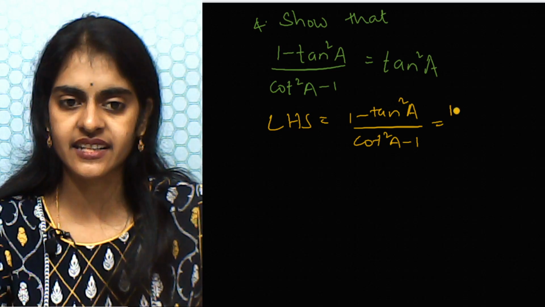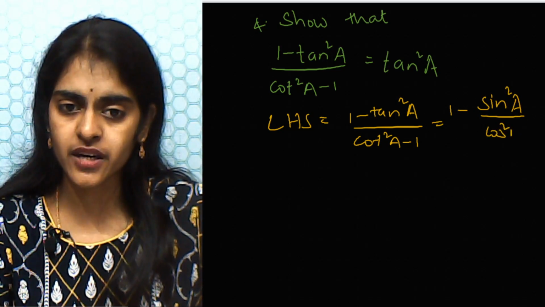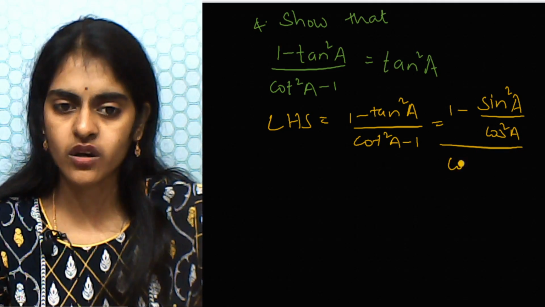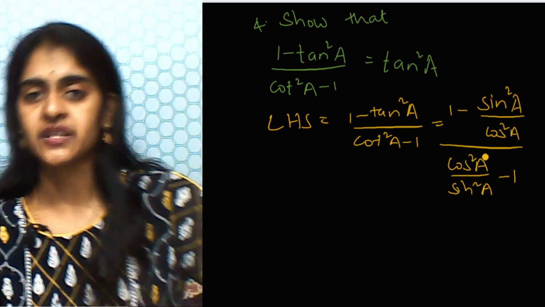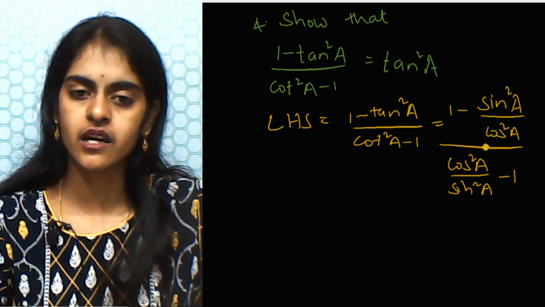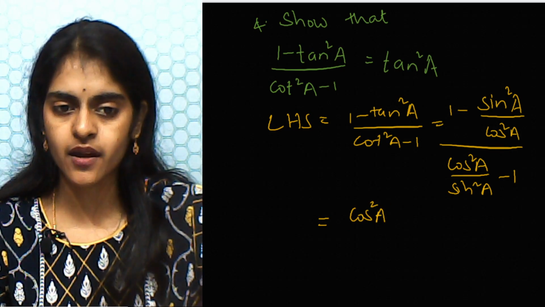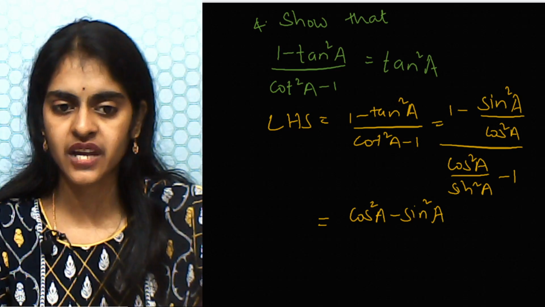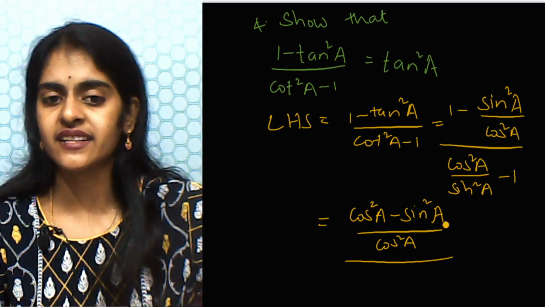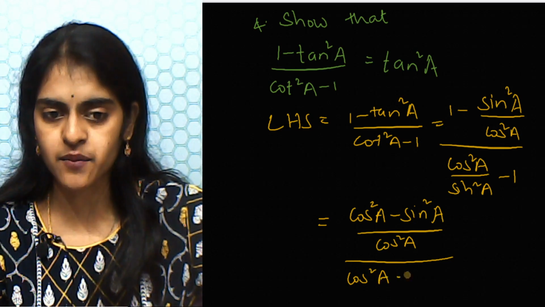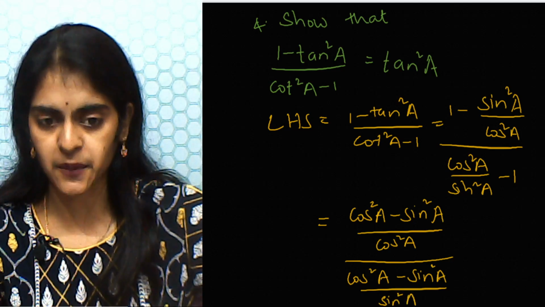So this I can write as 1 minus tan, which is sin by cos. Tan square is sin square a by cos square a, divided by cot, which is cos square a by sin square a, minus 1. Simple, take LCM now. So this is nothing but (cos square a minus sin square a) divided by cos square a, whole divided by, here the LCM is (cos square a minus sin square a) divided by sin square a.